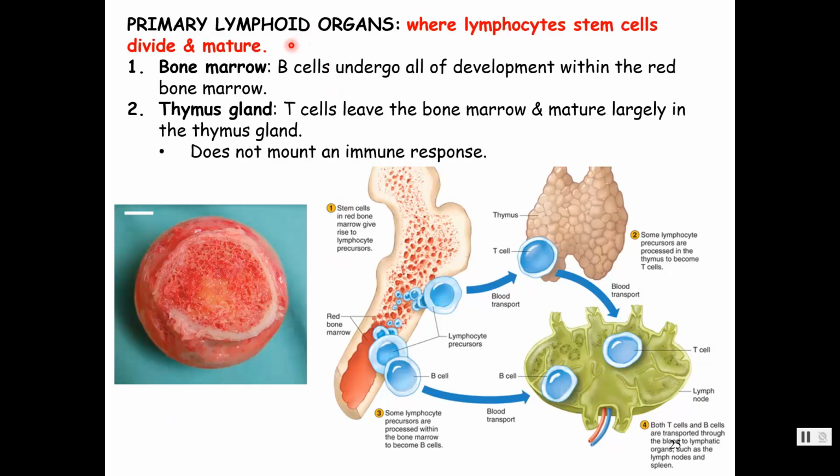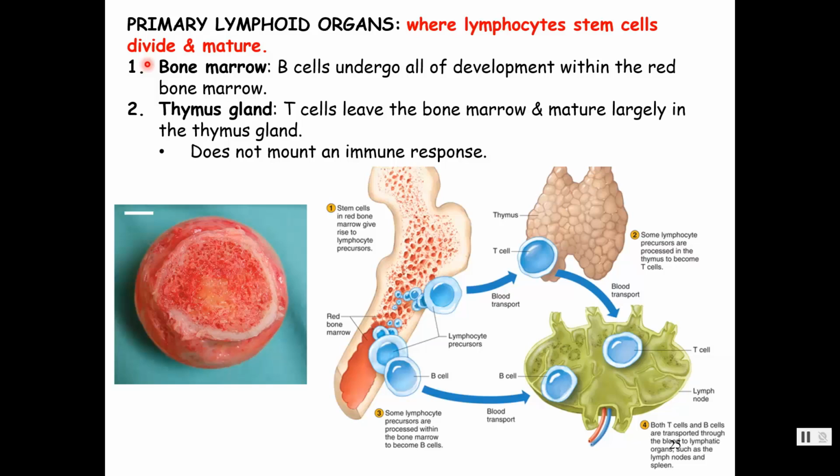So let's talk about the organs. So there's primary lymphoid organs. They're called primary because this is where lymphocytes, our B cells and T cells, where lymphocyte stem cells divide and mature. So we learned when we discussed blood that all blood cells, formed elements, are made in the bone marrow, particularly red bone marrow.